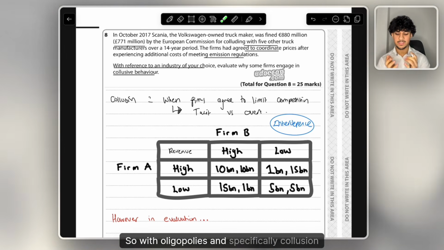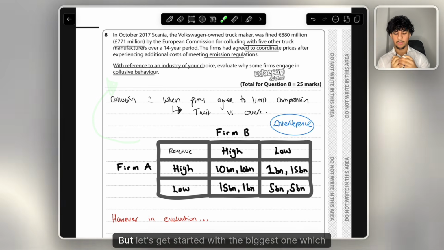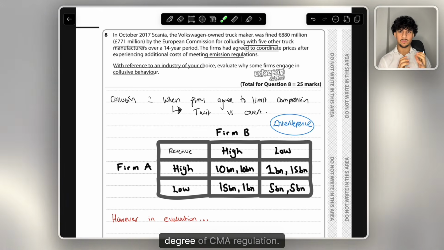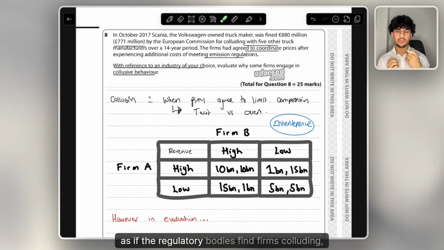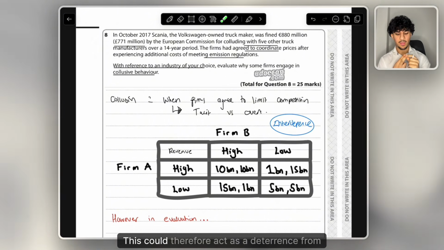So with oligopolies and specifically collusion here, I think there are an ample amount of evaluation points. But let's get started with the biggest one, which of course is going to be on regulation. However, in evaluation, this depends on the degree of CMA regulation. If the regulatory bodies find firms colluding, they will name and shame them, and also they will receive fines. This could therefore act as a deterrence for firms.